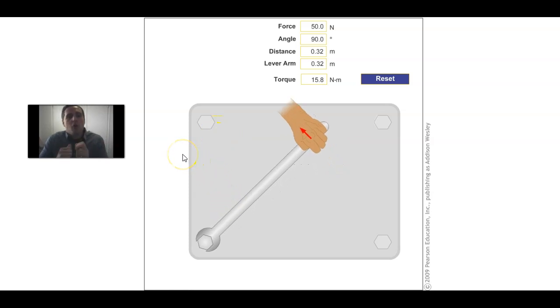So it seems that torque increases for greater forces, greater orthogonality of angles, and greater radii. Orthogonality means more like a right angle, more like perpendicular. Let's examine this in a slightly different way.